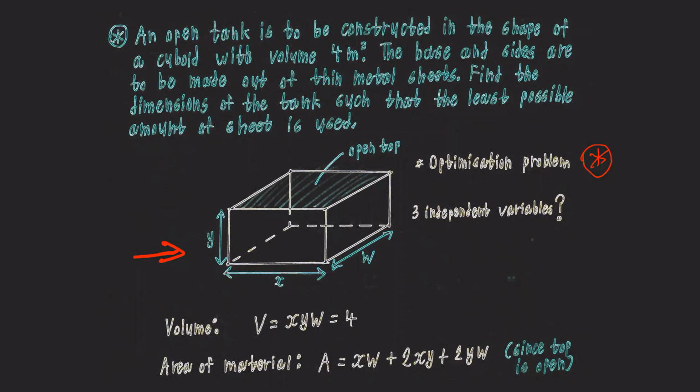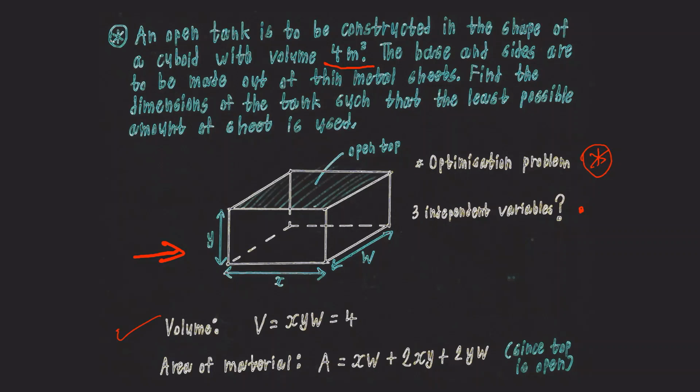So it's an optimization problem, and initially it might seem like there are 3 independent variables. However, it turns out that's not the case. It'll be evident in the coming steps. So let's just translate some of this information to the relevant mathematics. The volume of the cuboid is x times y times w, and we are told it has to be 4.